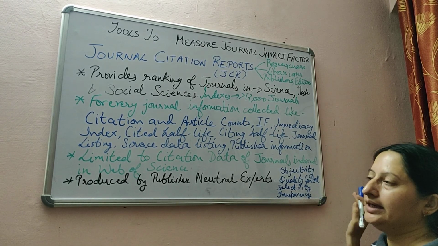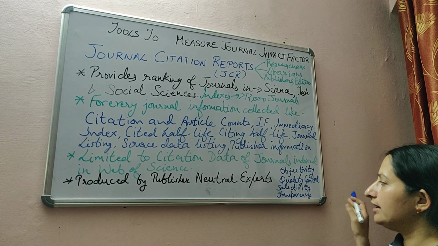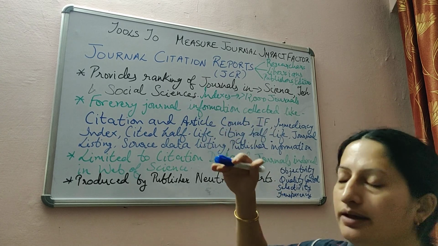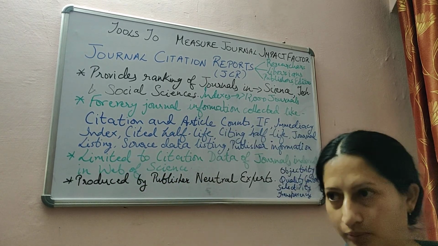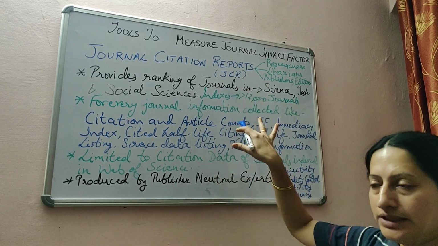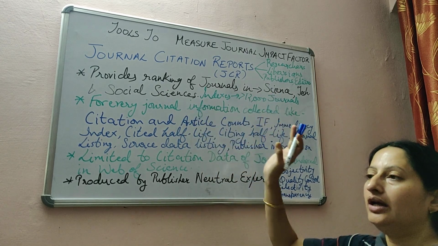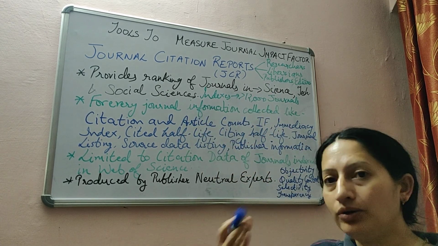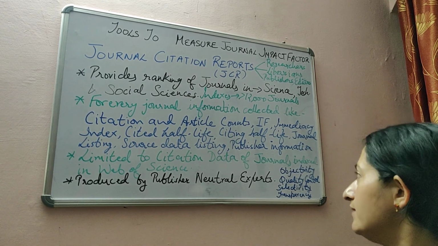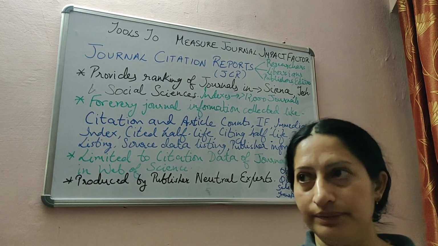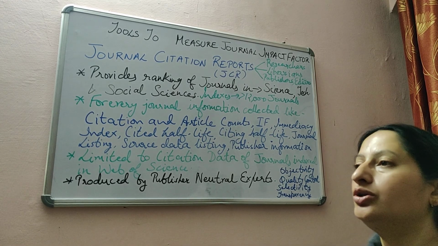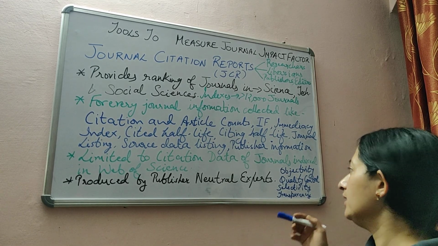Then there is quality control. Quality control is there because it goes through each and every point and only then puts the journal in its report. It does not take any journal just like that. It goes through every aspect of the journal before including it. And it is also publisher neutral, so publishers cannot influence it. So it becomes a quality control aspect.